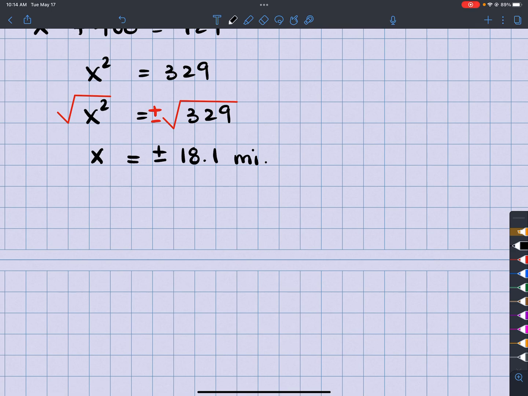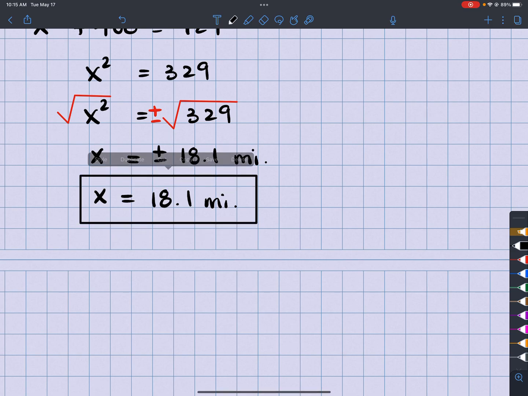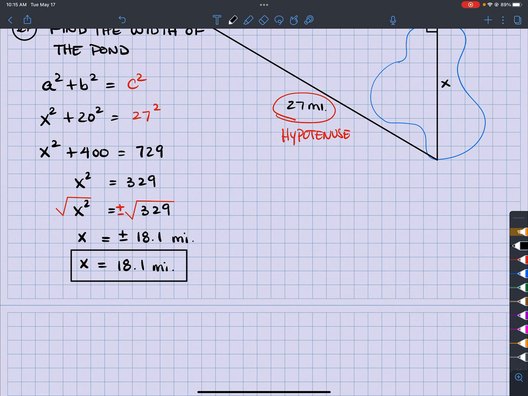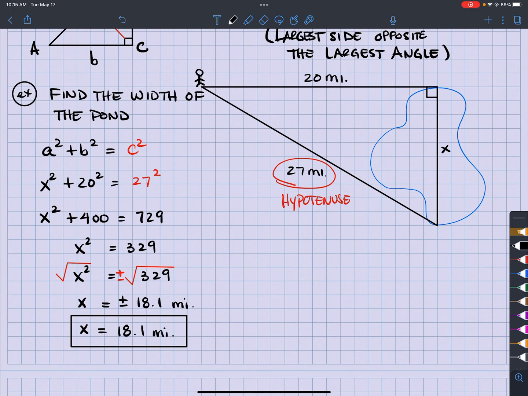However, because this is a length, we can never have negative length, so you would reject the negative anyways. Therefore, x is equal to plus and minus 18.1, about 18.1 miles. And again, the negative one gets rejected, so we can just say x is equal to 18.1 miles, because length is not going to be negative. So it'll be a tough swim to make it across that lake, but it'll be a very good workout as long as you have someone there to watch you.